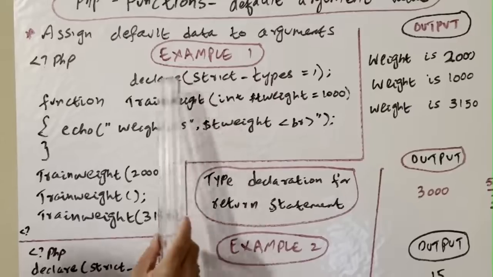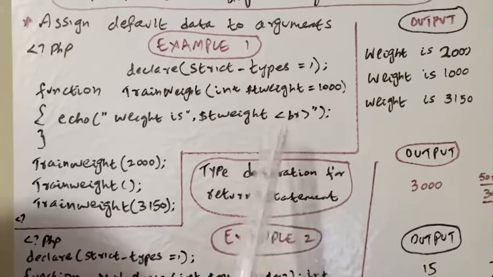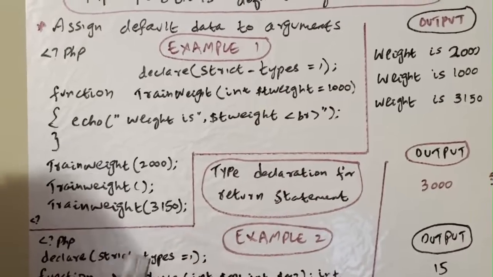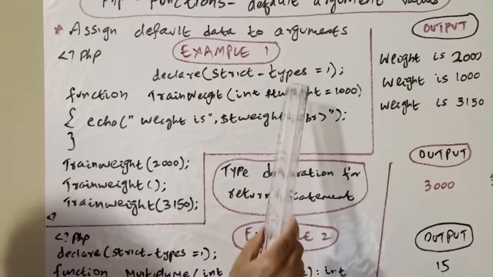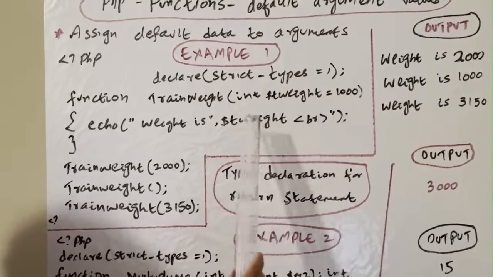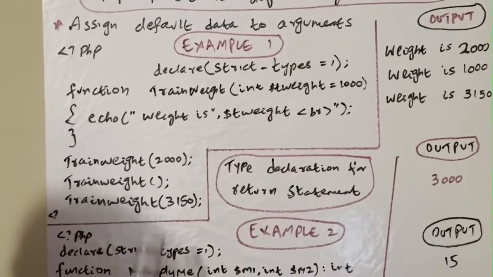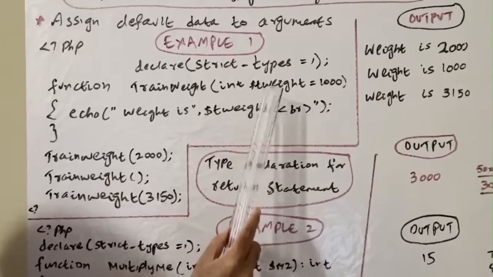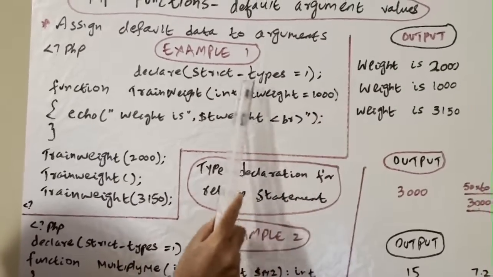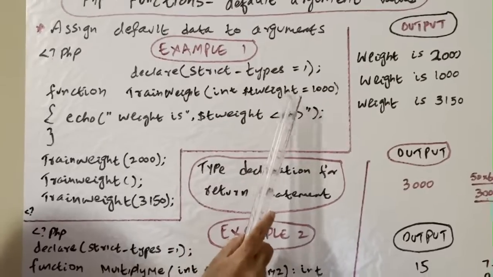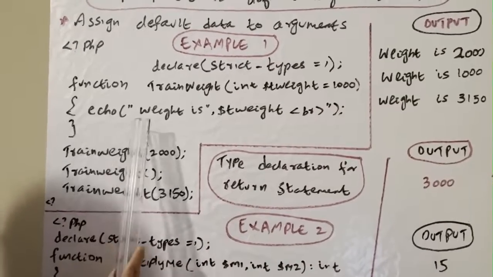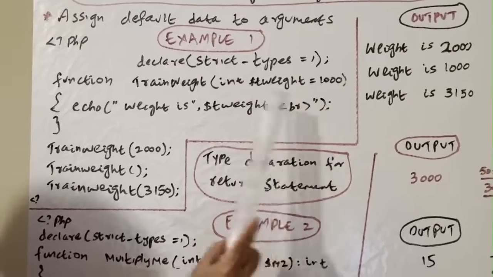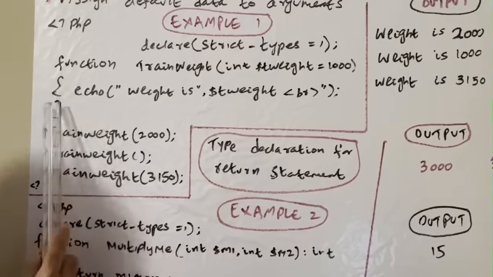PHP tags. So I declare strict_types equal to 1. In the last video I discussed, when you put strict_types equal to 1, the parameters when defining have to match the parameters while you are calling the function. For example, function train_weight, integer $t_weight equal to 1000. This is one parameter I defined as integer. This is the argument. When I call this, echo "weight is" $t_weight, followed by a new line feed. So this is the definition of the function.